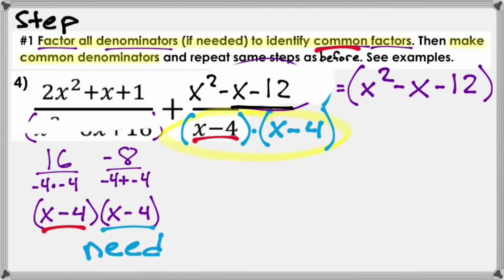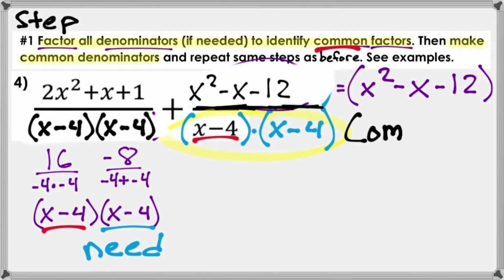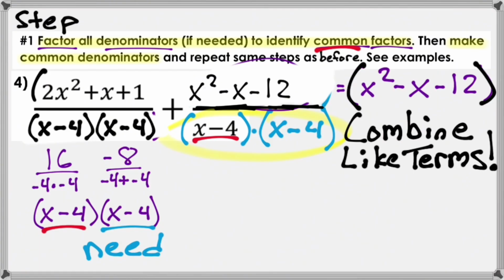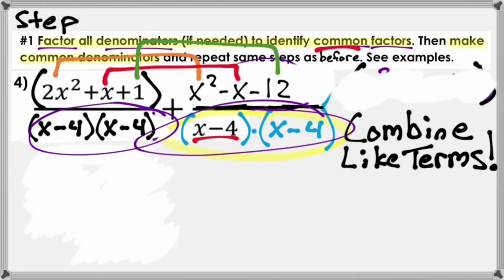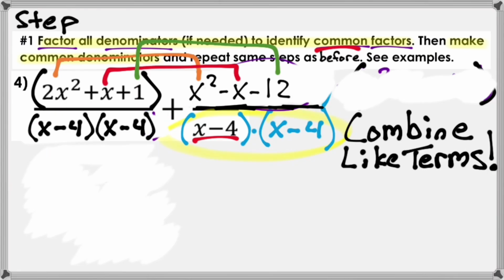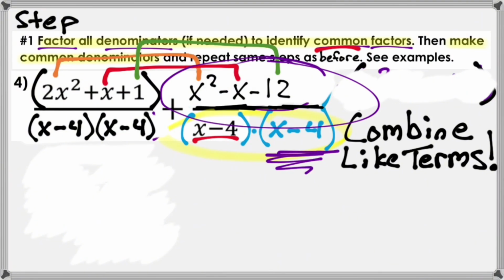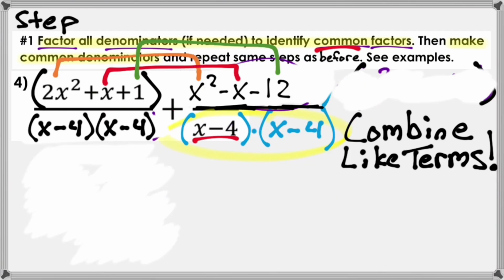And just to rewrite things with a little more neatness, this is what you now have. Combine your like terms. Basically, your denominators now have the exact same factors of x minus 4. Your numerator right here has now been rewritten because you multiplied that entire fraction by x minus 4. And now you can combine your like terms, and the rest of the problem is like what we just did.